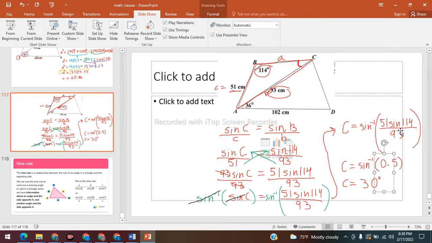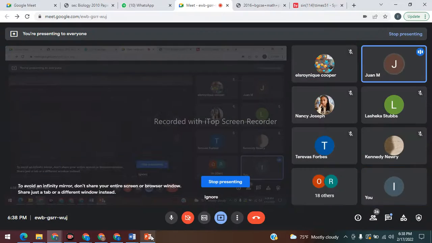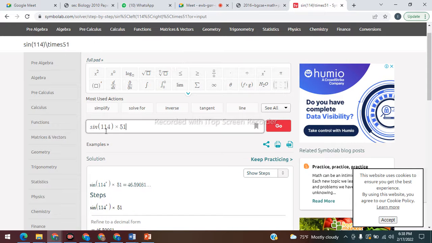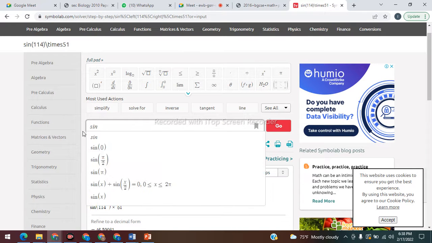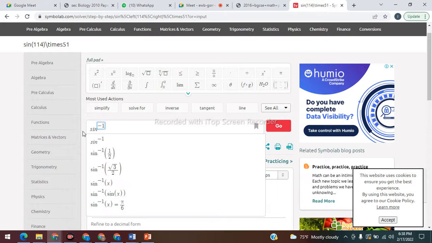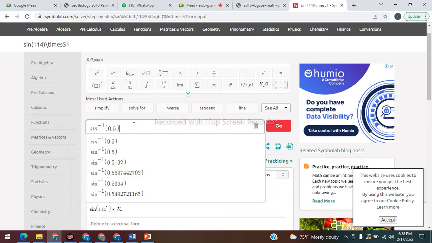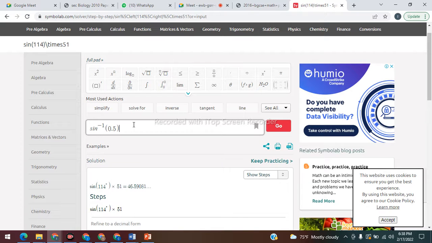So how do you get 30 degrees? Okay, good. So you got the 0.5, right? Good. So on your calculator there should be something that says sine inverse. And all you need to do is sine inverse of 0.5 and you should get 30. Okay, trying it now. Sine inverse of 0.5, you should get 30.